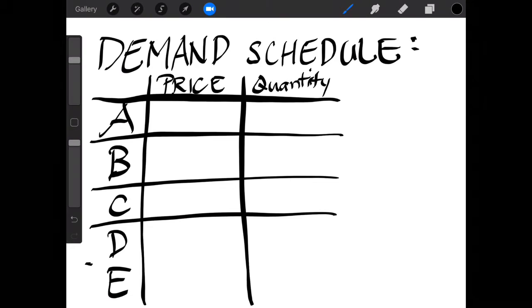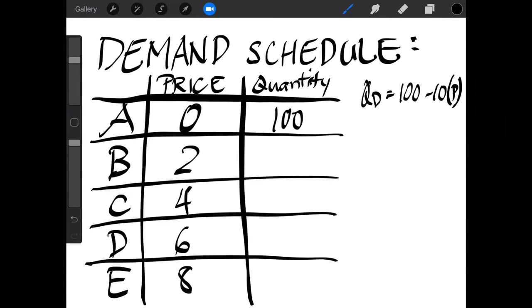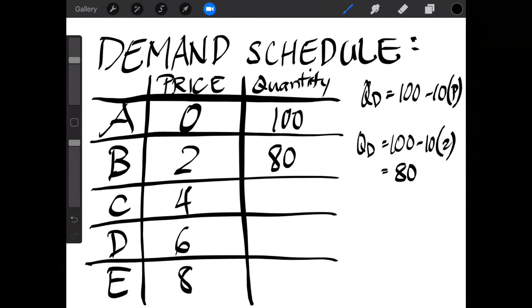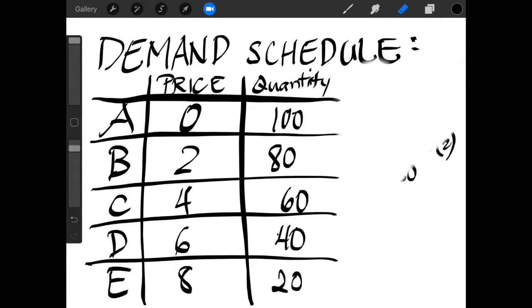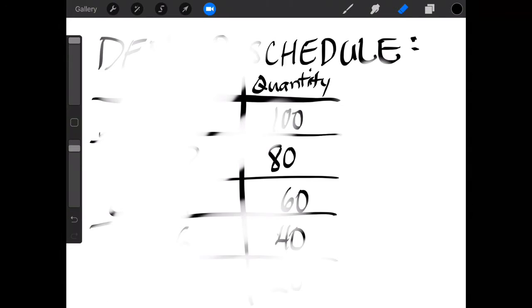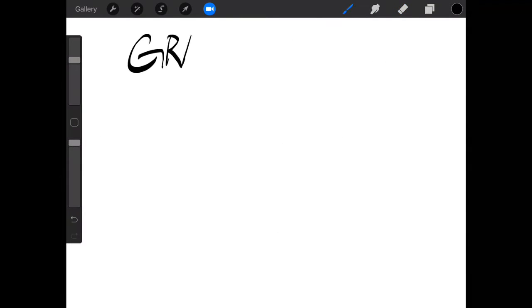Based on the given, we have A, which is equivalent to 100 when the price is equivalent to 0. Using the equation QD is equal to 100 minus 10 times P, all we have to do is substitute all the price values. For the price of 2, we'll have QD equal to 100 minus 10 times 2, which is equal to 80. Therefore, 80 would be the quantity demanded for the price of 2. Then, do the same for the rest.